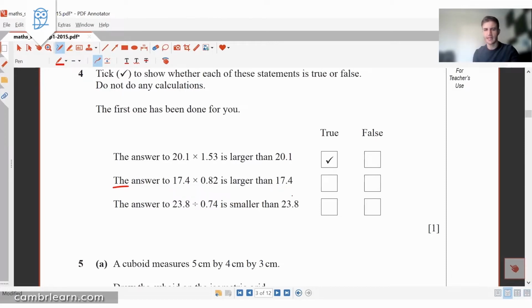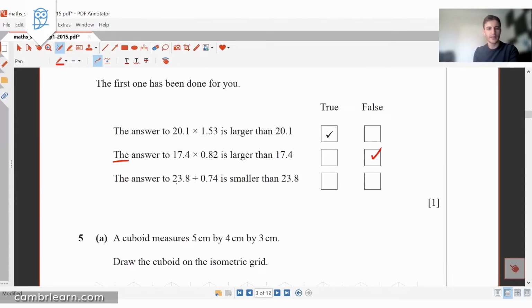Okay, now that doesn't make sense. This number is smaller than 1. Okay, so if we multiply by a decimal that's smaller than 1, then the answer has to be smaller than my original number. Okay, because this is actually going to be 80% of my original number. Okay, so this is definitely false. Okay, and that really makes sense. If we are multiplying by a decimal that's larger than 1, the original number has to increase. Okay, if it's smaller than 1, the original number has to decrease.